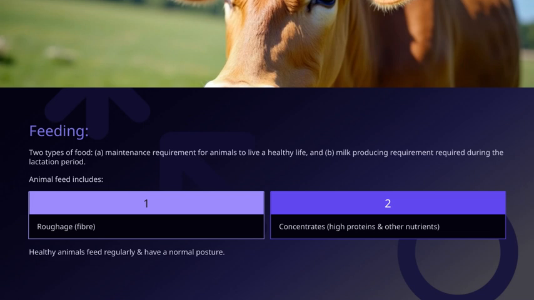And a quick note about animal health. Healthy animals tend to feed regularly and maintain a normal posture, which is a good indicator that they are in good condition and receiving the right nutrition. So, in summary, understanding these two types of food and their components helps us ensure that animals are properly nourished for their specific needs, whether just to stay healthy or to produce milk efficiently.